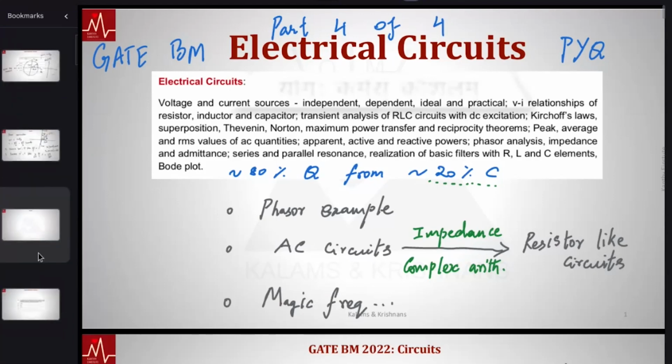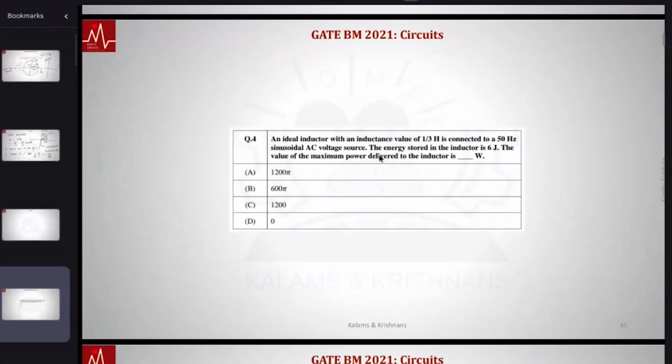And then I also said magic frequency. Let's look at the next PYQ. The energy stored in the inductor is 6 joules.